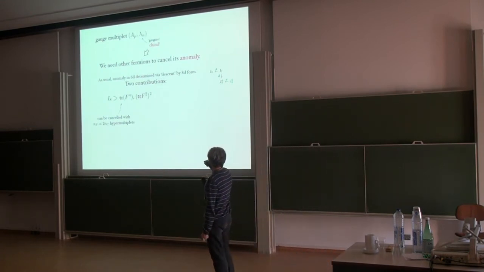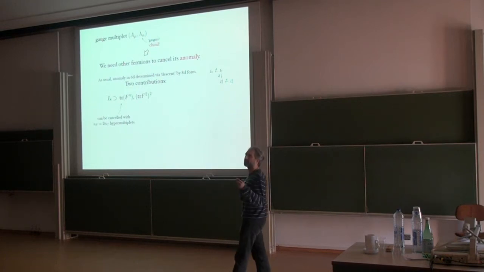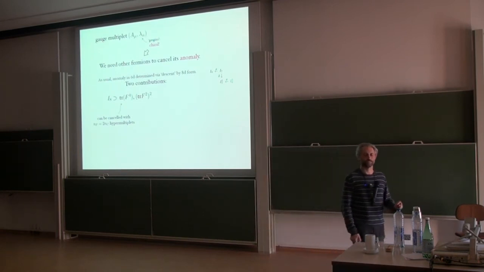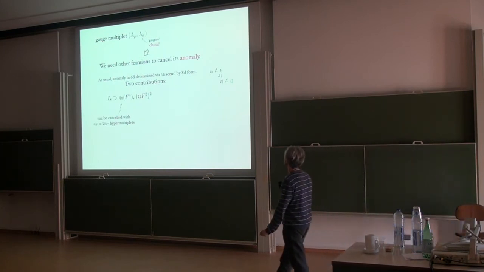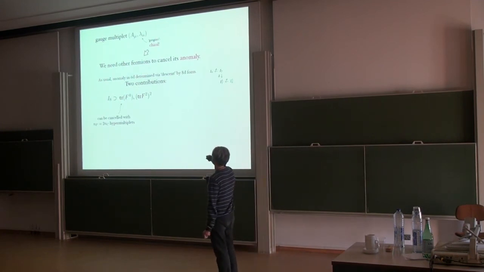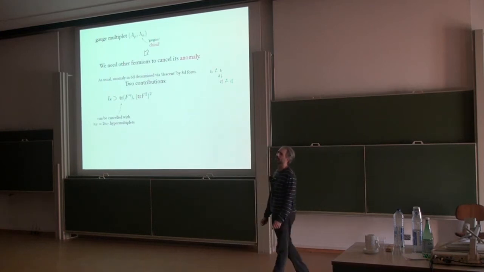Now, this trace F^4 can be canceled just by adding more fermions. If you remember in the previous slide, the hyperinos, I should have stressed it back then, had a different chirality. So you can think, let me add enough of them so that they also contribute something like this, but with opposite sign. And if you take them to be in the fundamental, which I will do, then it takes you exactly this number. And F, the number of flavors, let's say, hypers in the fundamental, should be twice the number of colors. This is actually for SU(N), SU(N_c).